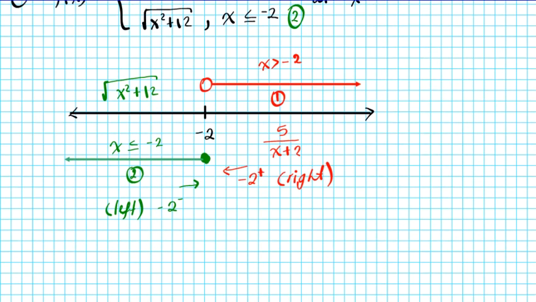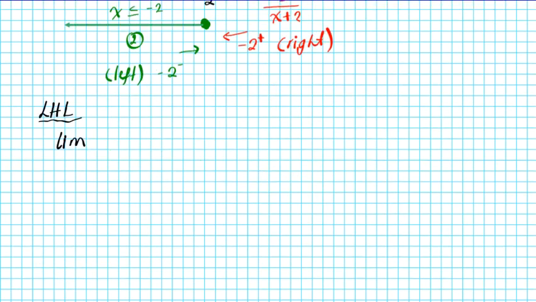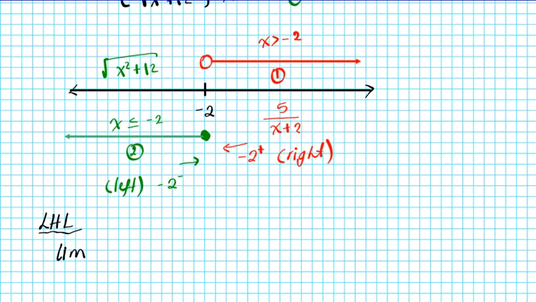We're ready to take a look at the limits. Let's start with the left-hand limit. For the left-hand limit, we're looking at the limit as x approaches negative 2 from the left of the function. For this one to the left, we can see that function 2 is active. So this is basically the same as the limit as x approaches negative 2 from the left of the square root of x squared plus 12.